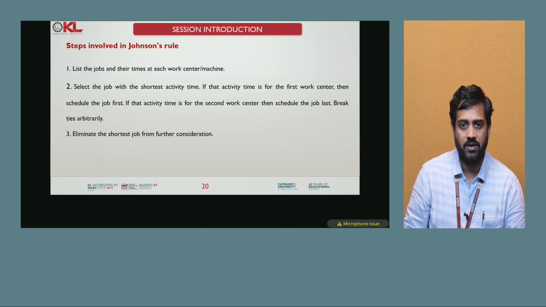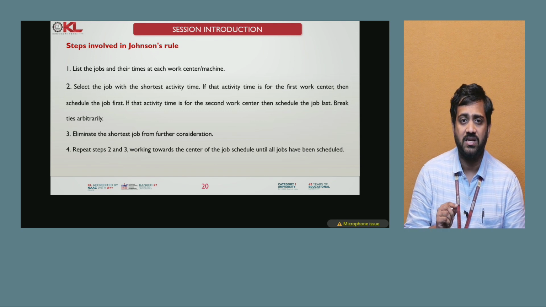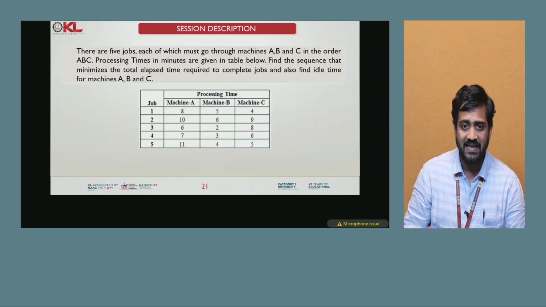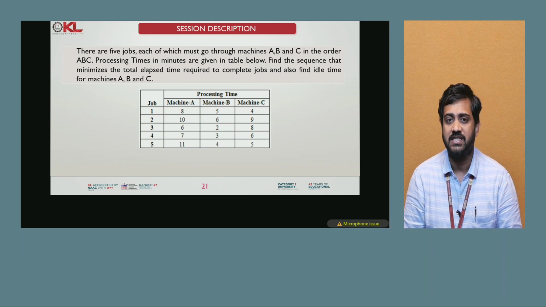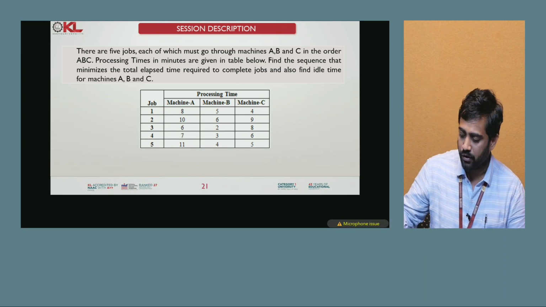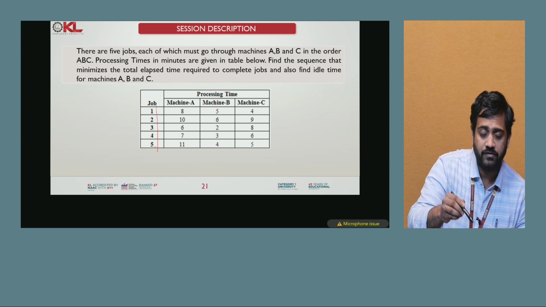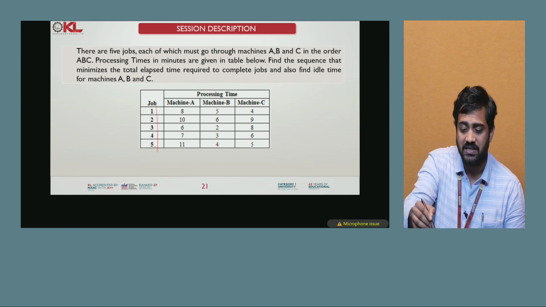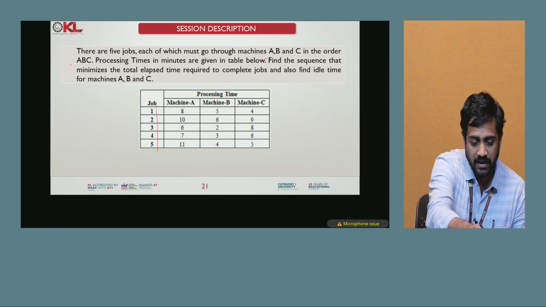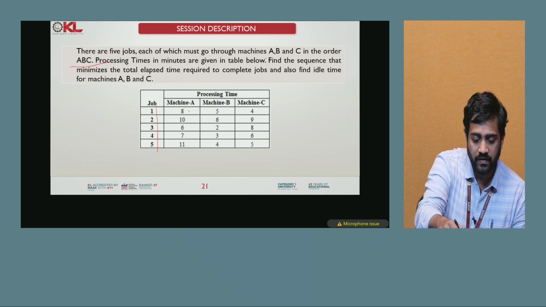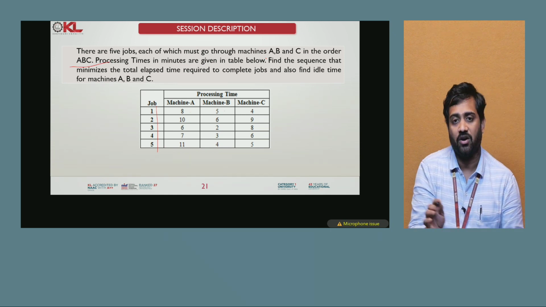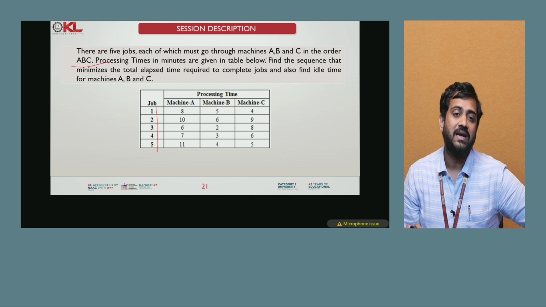This Johnson's algorithm we discussed already earlier, but as I discussed already, this Johnson's algorithm is applicable only whenever there are only 2 machines. But the case here in this problem, we have 3 machines. We have 5 jobs. These 5 jobs need to be processed under 3 machines in the order A, B, C. Each job needs to visit A first, B next, C next in the order. Now, how to get the sequence?